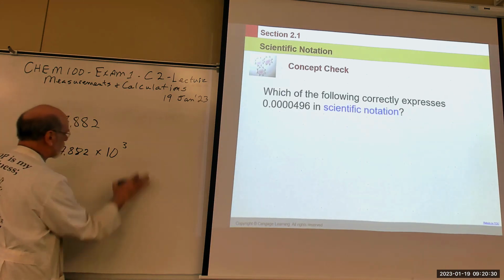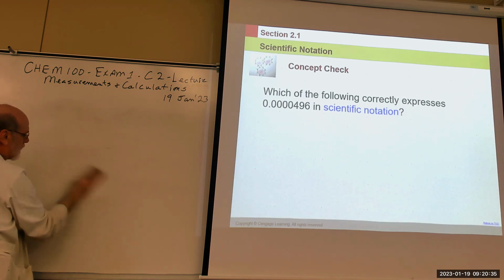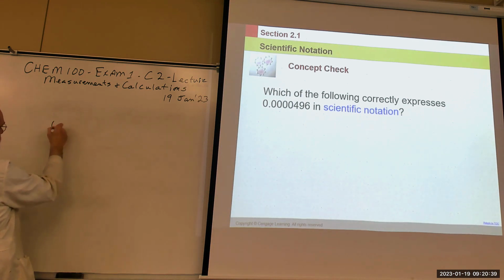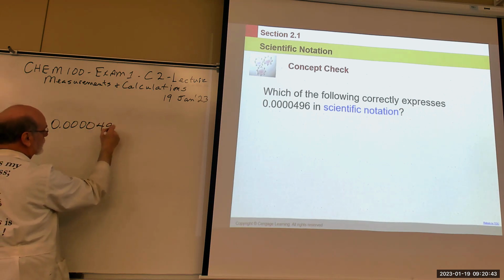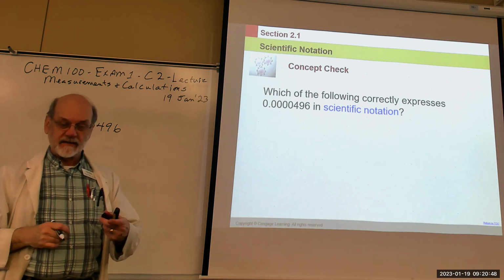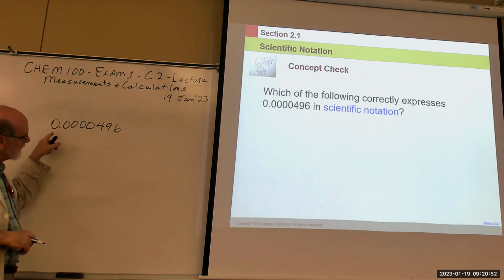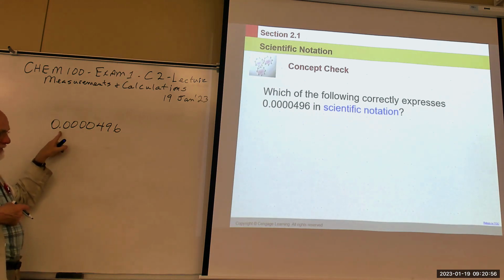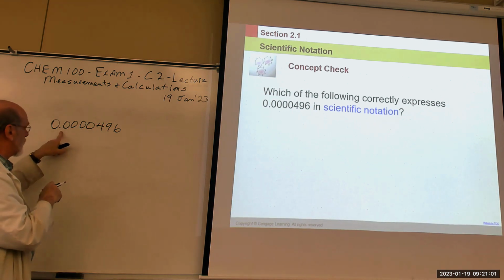Okay, here's another one. This one's not a large number. This is a very small number. 1, 2, 3, 4, and 4, 9, 6. Okay, the decimal point in this case is explicit. We have to put the decimal point there, otherwise we may think it's over here. Right? We have to be specific, explicit in where the decimal point is located.